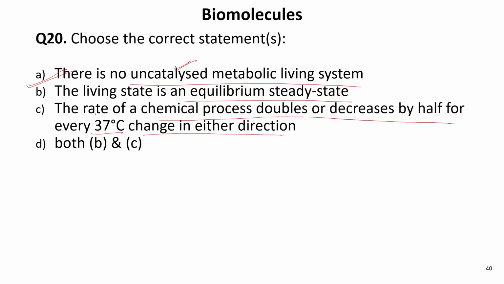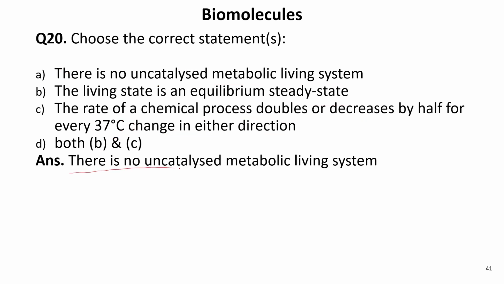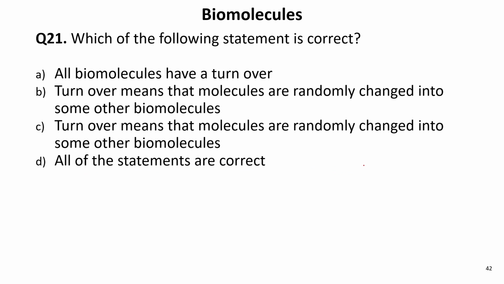There is no uncatalyzed. So the living state is an equilibrium steady state, it is not a steady state. So this is an incorrect statement. The rate of a chemical process doubles or decreases by half for every 37 degrees centigrade. This is the normal room temperature. And when you double it, the enzyme catalyzed reaction never doubles or decreases. At that higher temperature, the enzyme gets degraded. So there is no question of increasing the rate of reaction over there. So these two statements are incorrect. So the correct statement is there is no uncatalyzed metabolic living system.